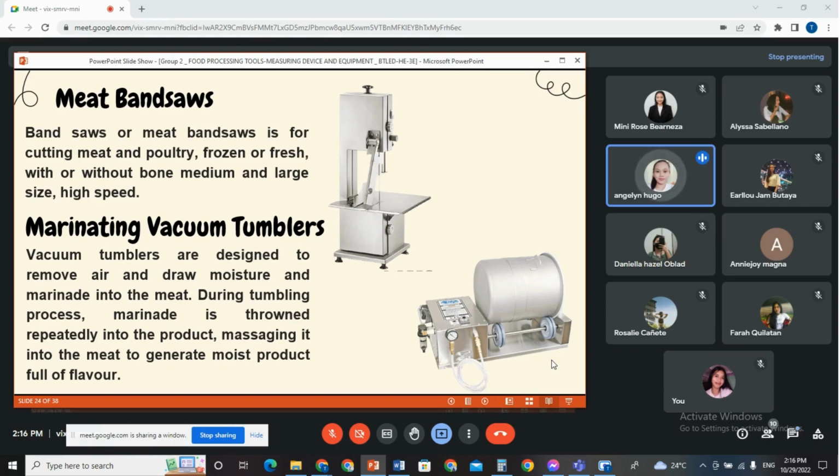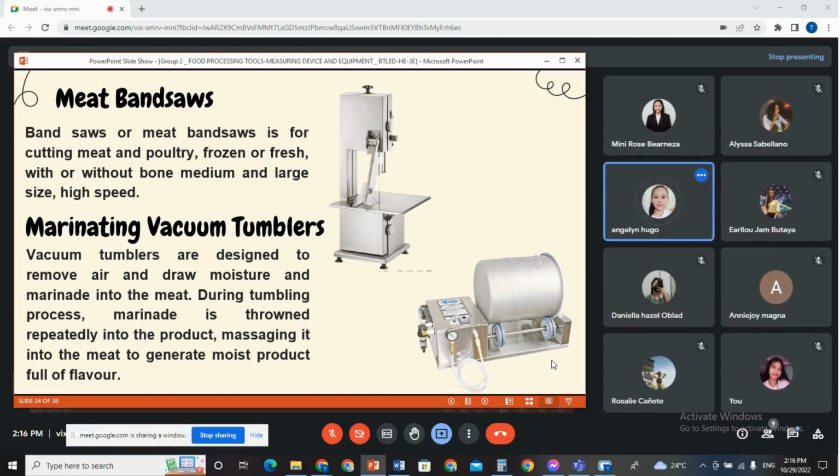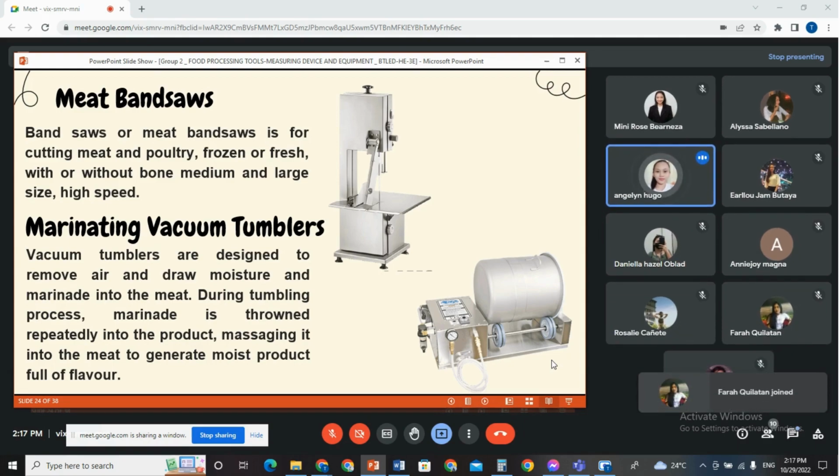Vacuum tumblers are designed to remove air and draw moisture and marinade into the meat. During the tumbling process, marinade is thrown repeatedly into the product, massaging it into the meat to generate moist product full of flavor. It can mix or coat various types of food such as beef, pork, poultry, and seafood. So this process makes foods more tender and juicy and can enhance both flavor and appearance.